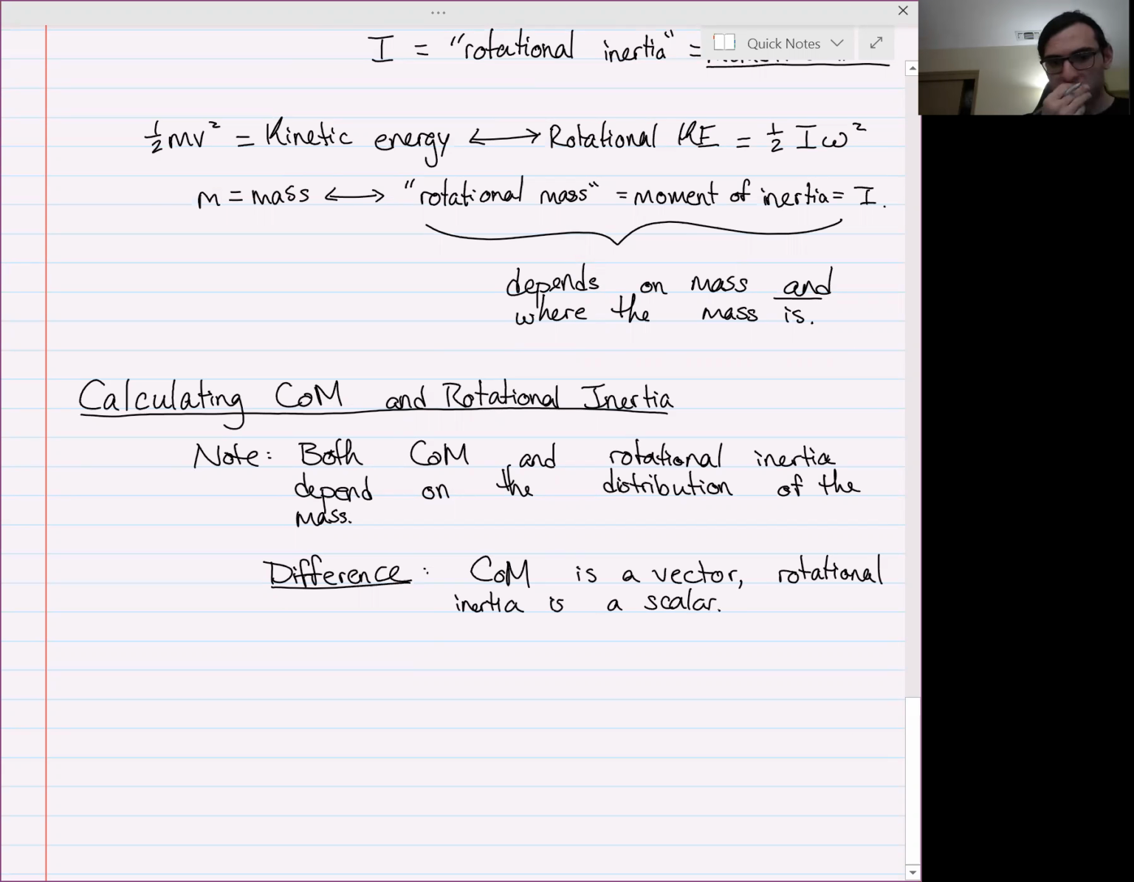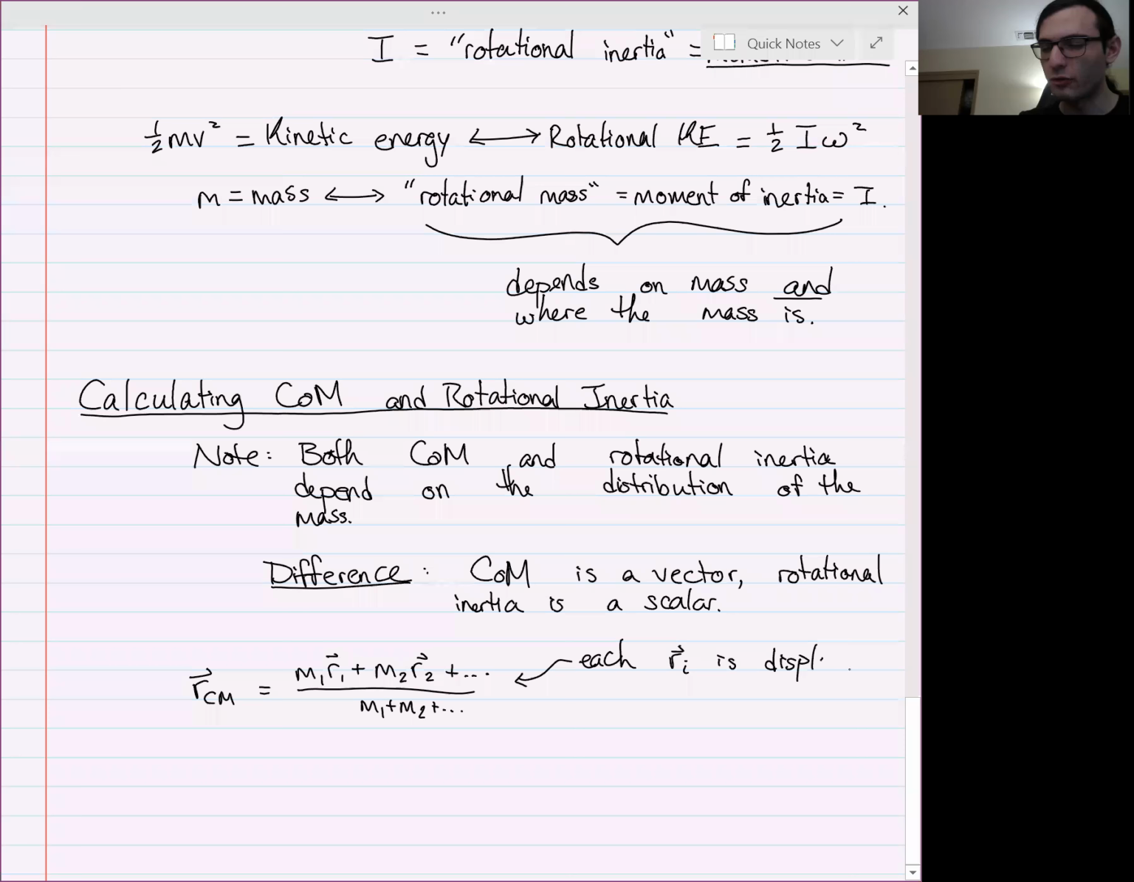So in the past, we've seen how to calculate both of these things. For example, the center of mass position is m1 r1 plus m2 r2 plus ... divided by m1 plus m2 plus ..., where each position vector ri is displacement from an origin or from some reference point.